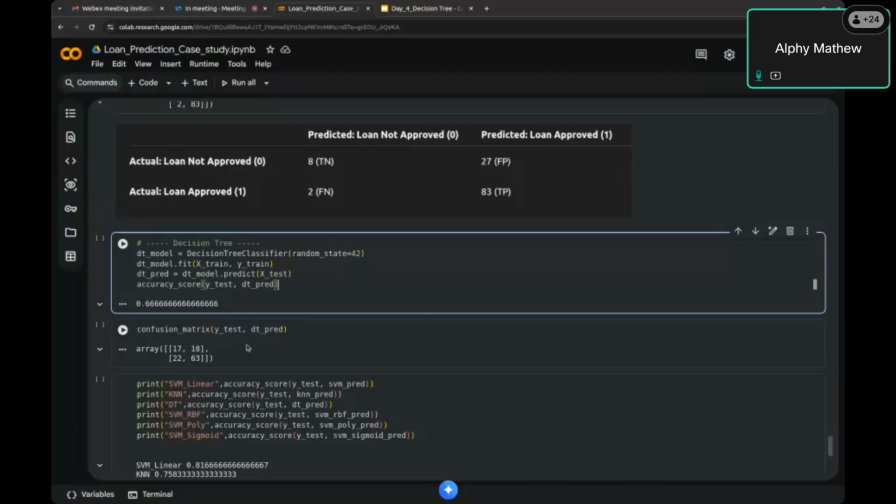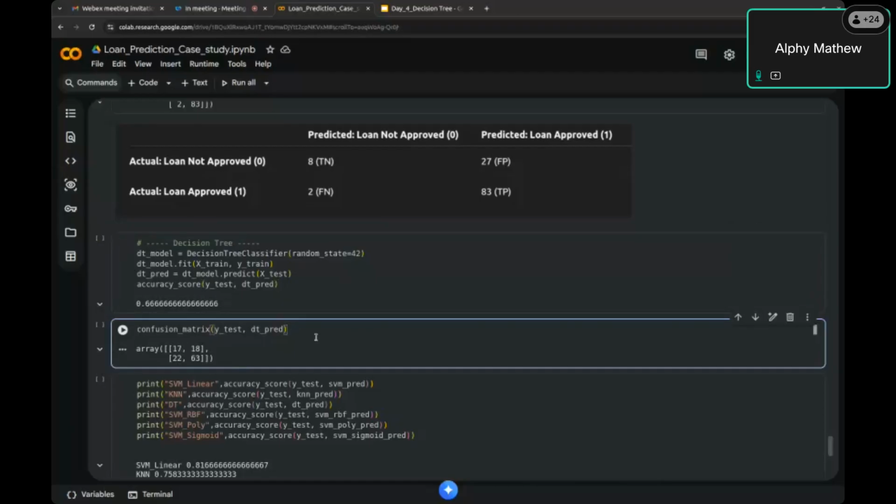In the next report, you already know our confusion matrix. Again I have printed that we have 17 and 63, that is 17 plus 63 correct predictions and 18 plus 22 incorrect predictions. True negatives and true positives, false negatives and false positives. I think you all know how it is interpreted, so I'm not explaining it again and again. It's already explained in the past two sessions, so try to interpret it on your own.